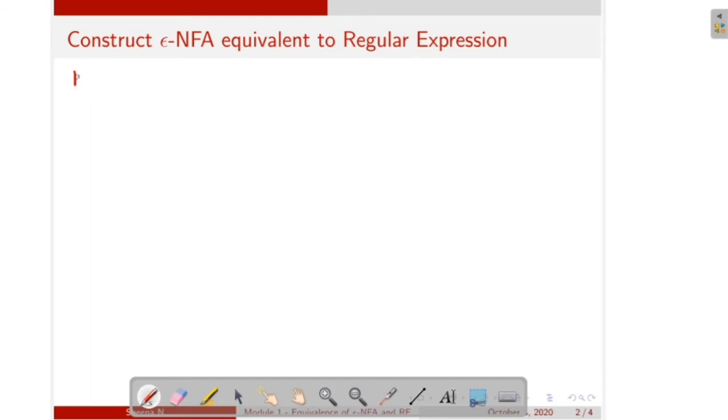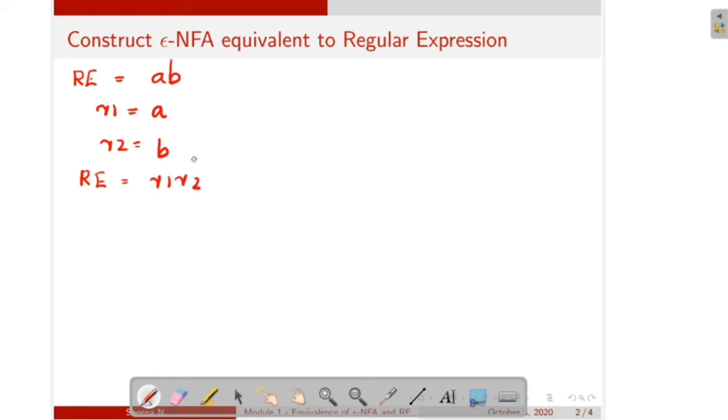Okay. So for example, our first example is suppose regular expression is equal to AB. So here A and B are the alphabets. Okay. So here we can split this regular expression as R1 is equal to A and R2 is equal to B. Okay. So we can write the given regular expression as R1 R2.